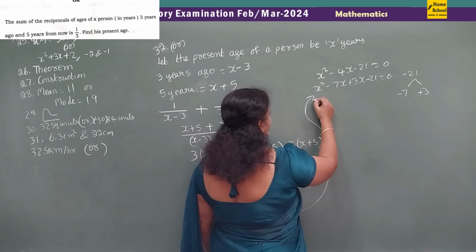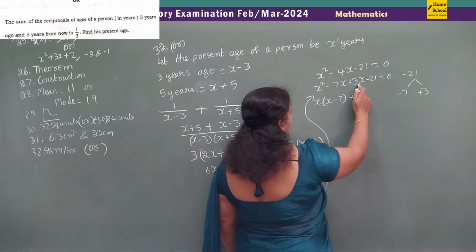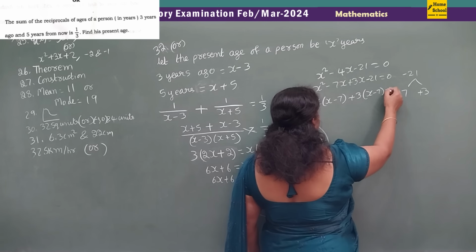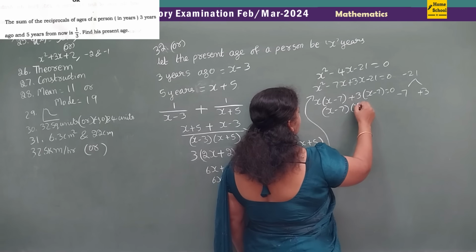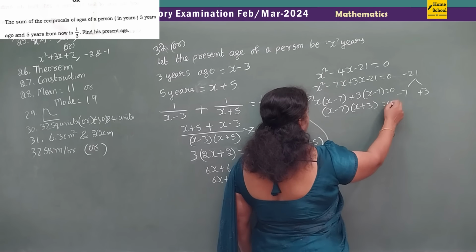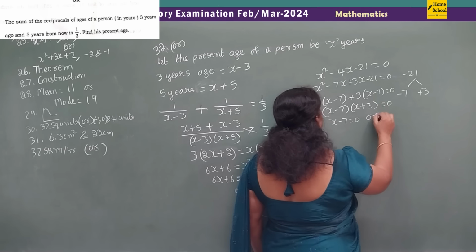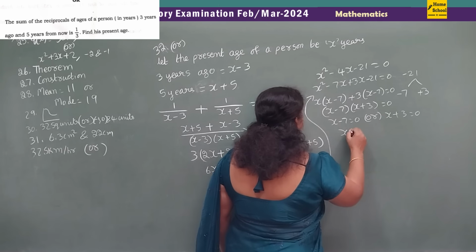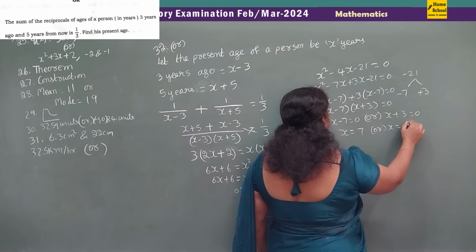Among these two, x is common, x minus 7. And among these two, 3 is common, x minus 7 equal to 0. X minus 7 into x plus 3 equal to 0. That is x minus 7 equal to 0 or x plus 3 equal to 0. X is equal to plus 7 or x is equal to minus 3.